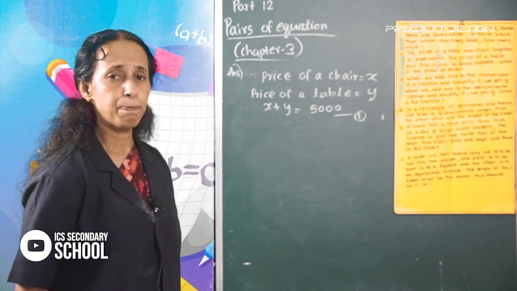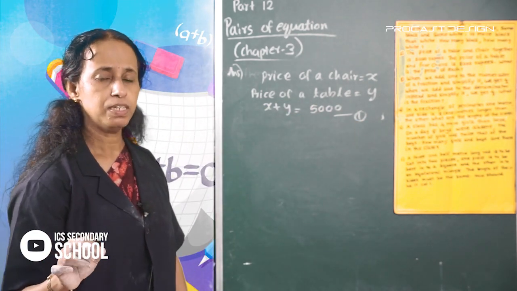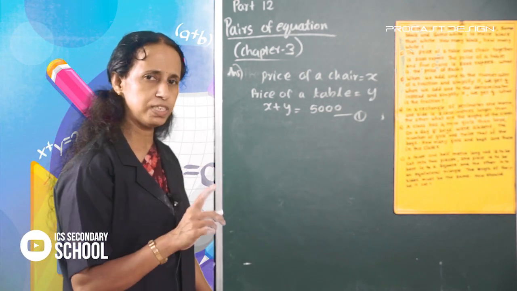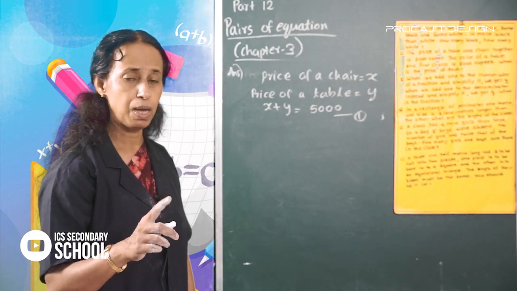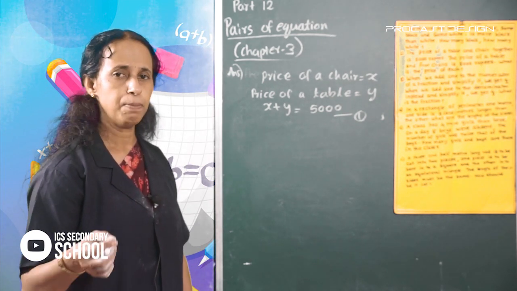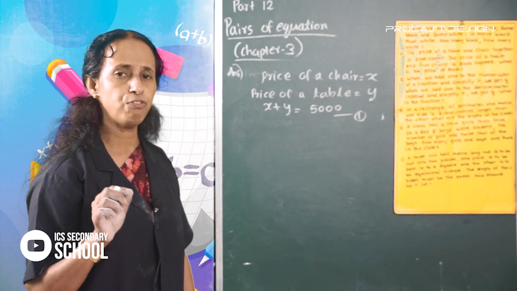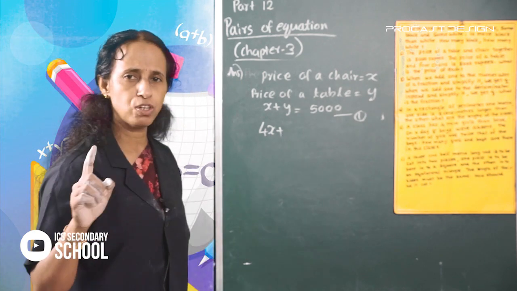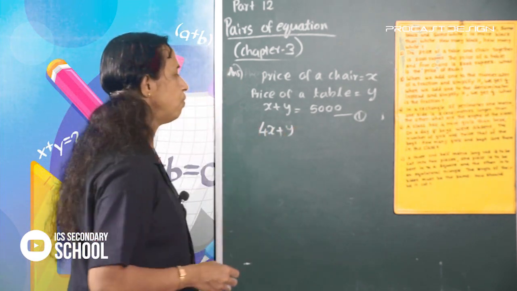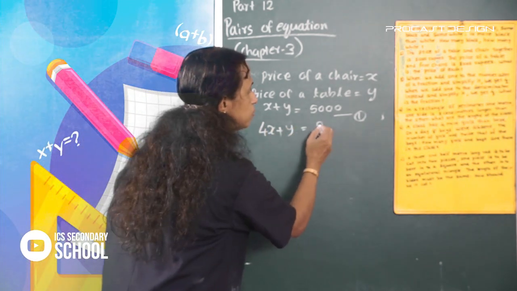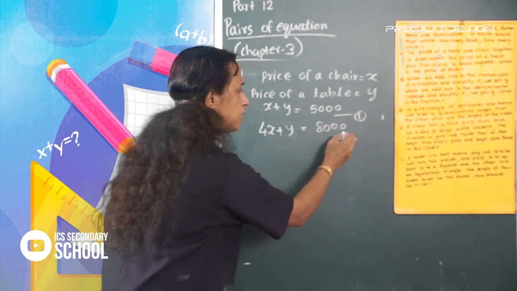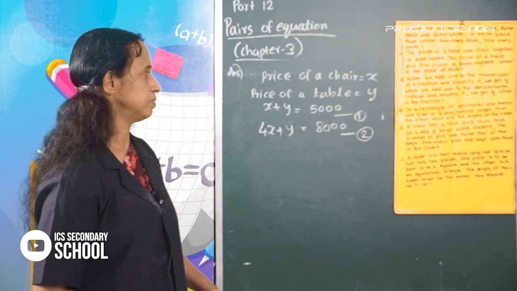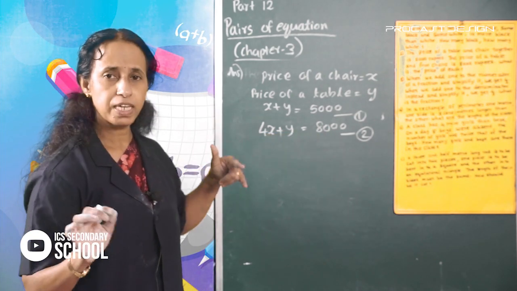Next point, the price of a table and 4 chairs is 8,000 rupees. So, we take 4 chairs. The price of a chair is equal to x, so the price of 4 chairs is equal to 4x. So, we can write 4x plus the price of a table, which is y, is equal to 8,000. 4x plus y is equal to 8,000. That is the second equation.